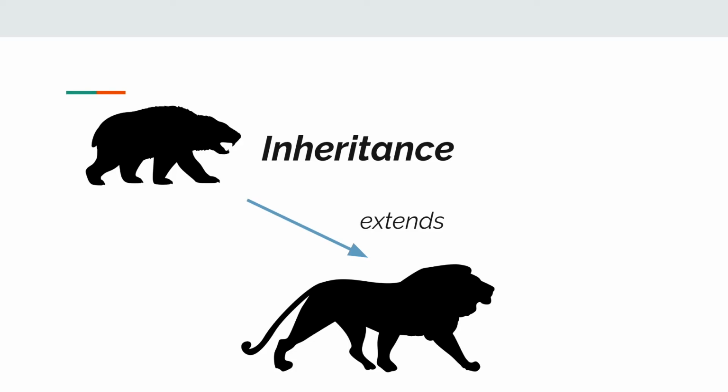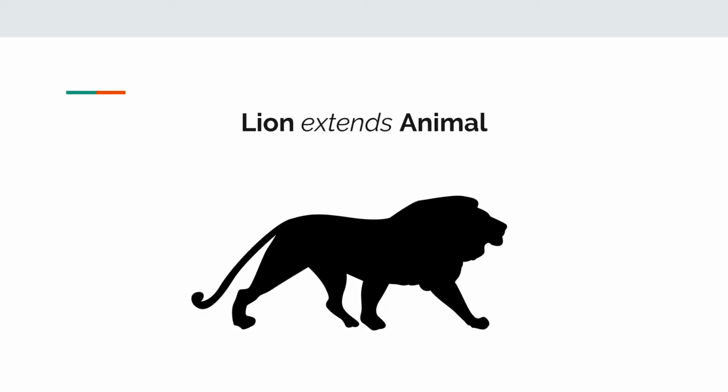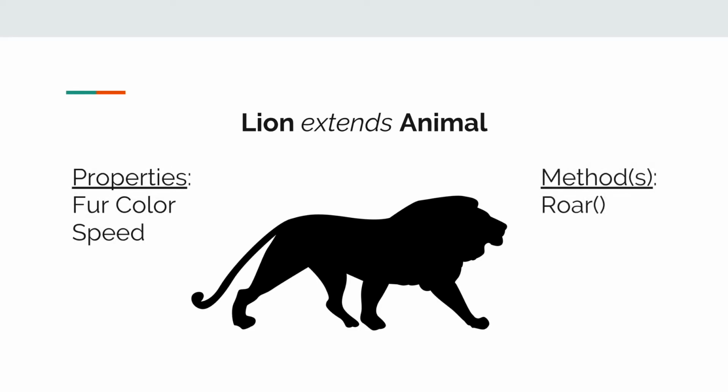Now, even though this lion class extends the animal class, it's definitely still its own class. It can also have its own properties such as fur color and speed, as well as its own method like one called roar. But since it's inheriting from the animal class, it will also have access to the same properties and methods that were originally declared in the animal class. So the lion also has the name and age properties as well as the speak method property.